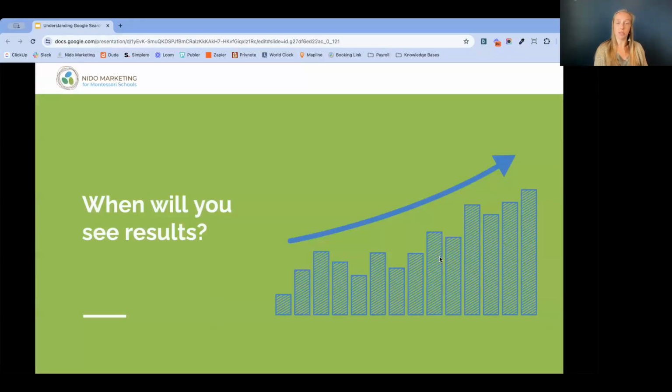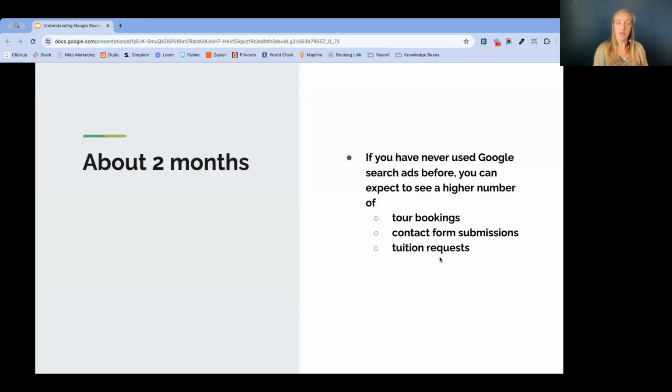So when will you see results? That's the question we all want to know, right? So when I start these, when am I going to see these results? Typically in about 2 months. Google Ads do take a little bit of time. If you've never run them before, they're going to take a little bit more time because they have to read what's happening in Google and what your keywords are that you're putting in and what's happening there. So you can't expect immediate results from these.